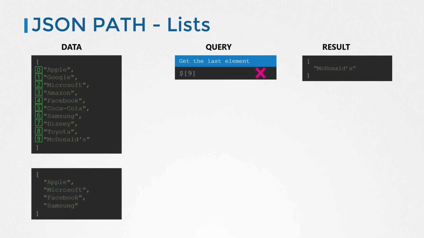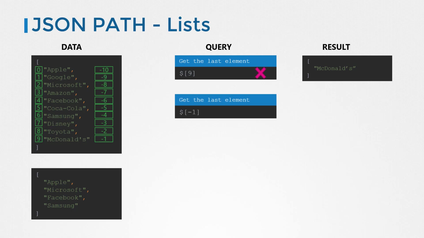So how do we develop a query that always returns the last item in a list, even if the number of items in the array changes? Just like how you have indexes starting at 0 from the first item in a list, you also have indexes starting at -1 from the last item in the list. The last item is always at -1, no matter how many elements are in the list. So to always get the last item, you could say $[-1].